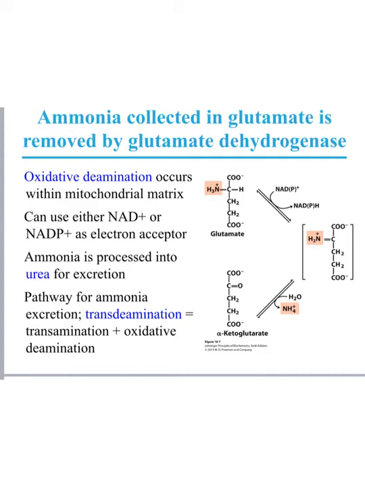Okay, so what happens next is we have to take that glutamate that we just made and extract that ammonia and process it for excretion. This next step happens in the liver. We have to take that glutamate that we just formed in the cytosol and move it to the mitochondria so that we can process it. The enzyme that is responsible for this processing is called glutamate dehydrogenase.